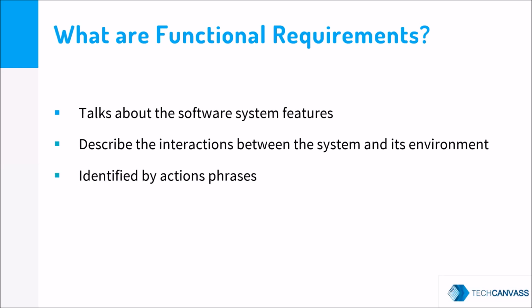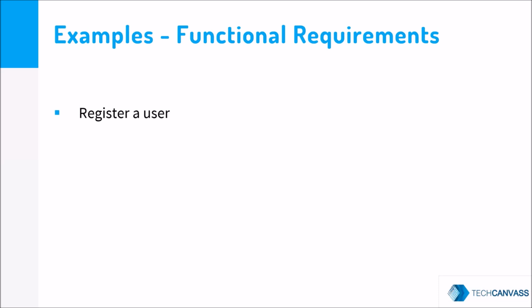Typically, in language format, they are identified by action phrases. Let's look at some of the examples. Register a user in any system is an example of a functional requirement. Of course, you can realize that registering a user requires a user to enter certain details before they can register. So there is an intervention by an external party to do so.